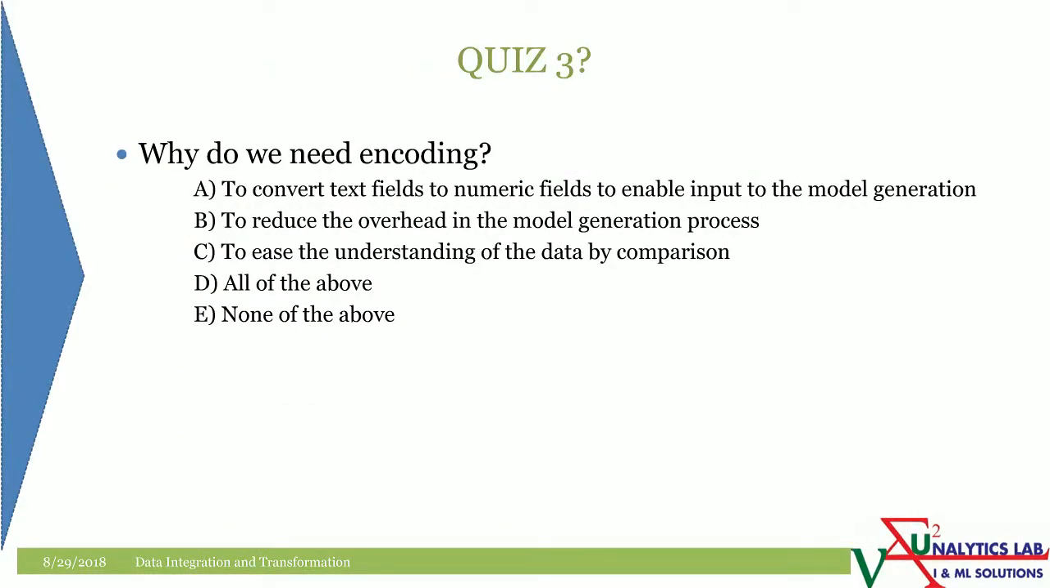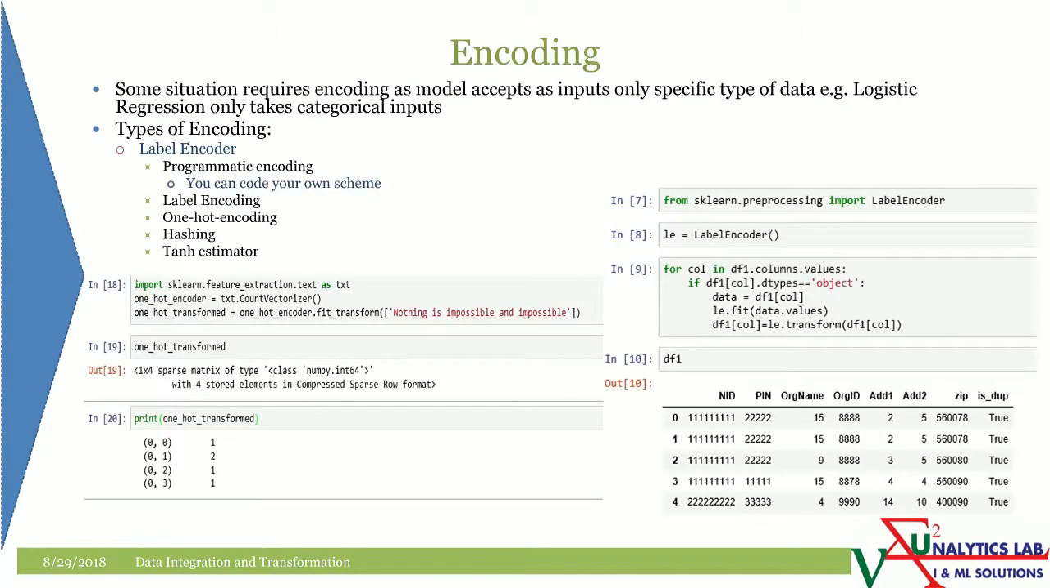So we'll take a quiz now. One of the questions which comes to mind is, why do we need encoding? Audience, you can give your vote on this. To convert text fields to numeric fields, to enable input to the model generation, to reduce the overhead in the model generation process, to ease the understanding of the data by comparison, all of the above, or none of the above. While you answer this, I will move over to the next slide.